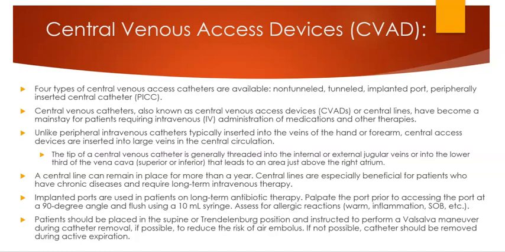The last point here, I kind of mentioned this earlier, is that when the patient is placed in that supine position, they're going to perform the Valsalva maneuver, which means to bear down. When they bear down, that reduces the risk of an air embolism, right? And then the catheter will be removed very quickly.